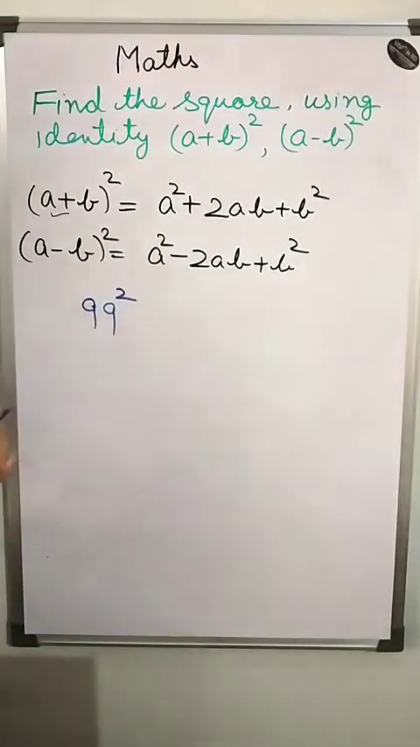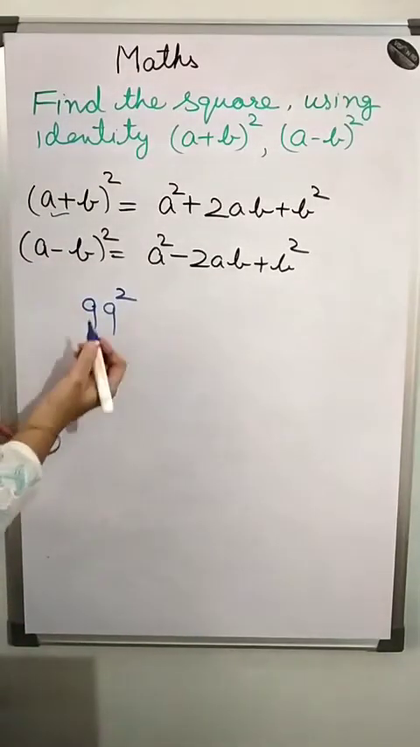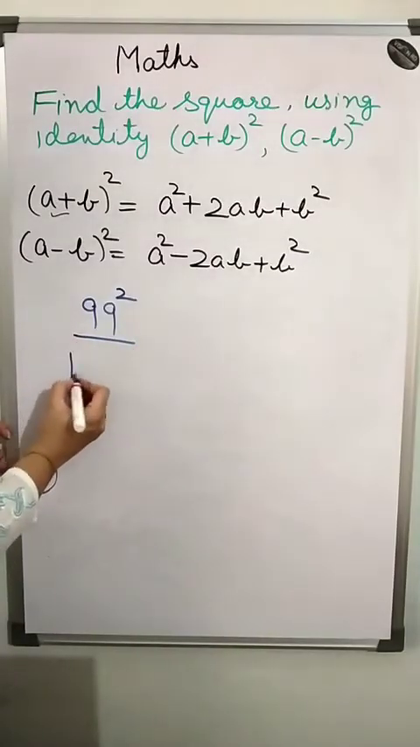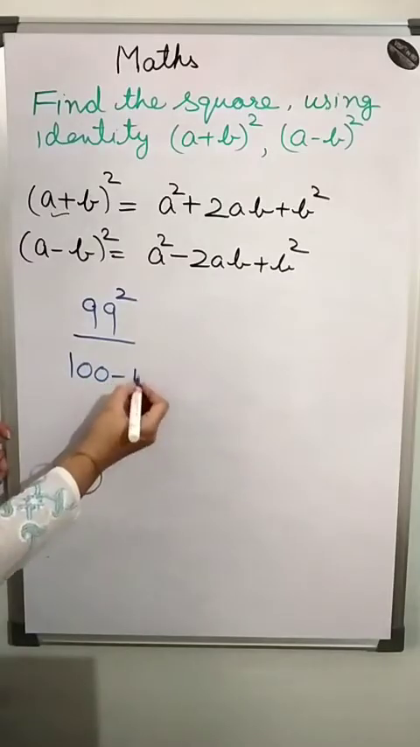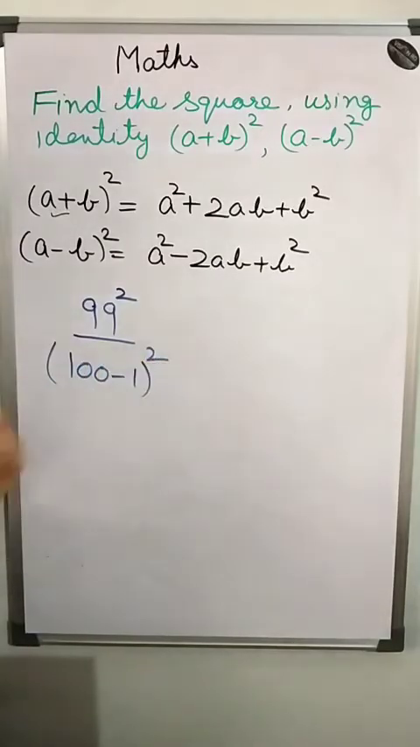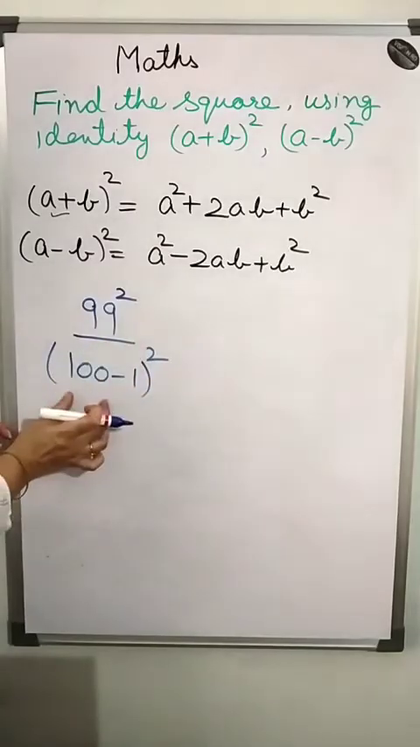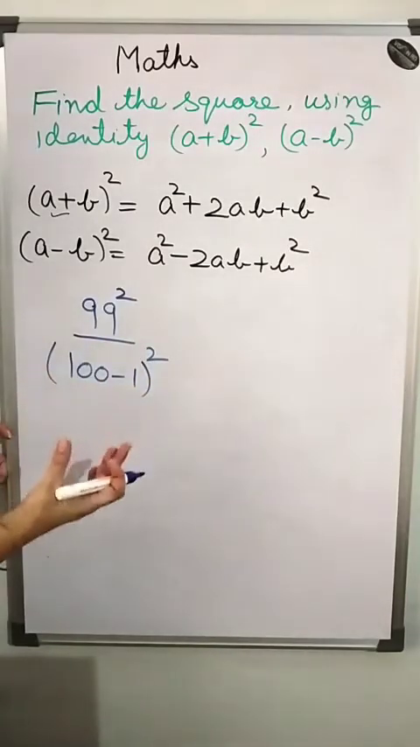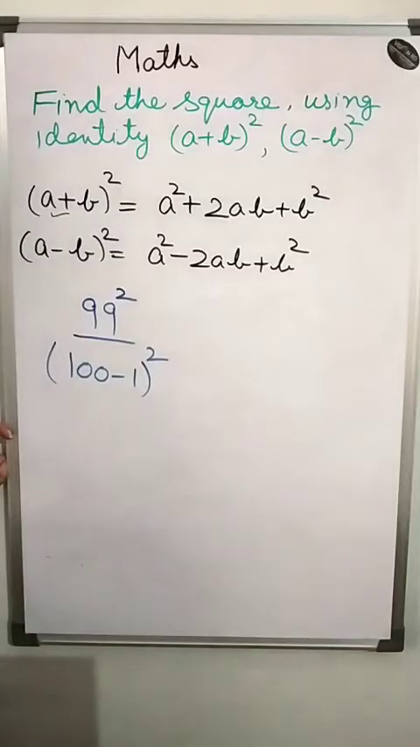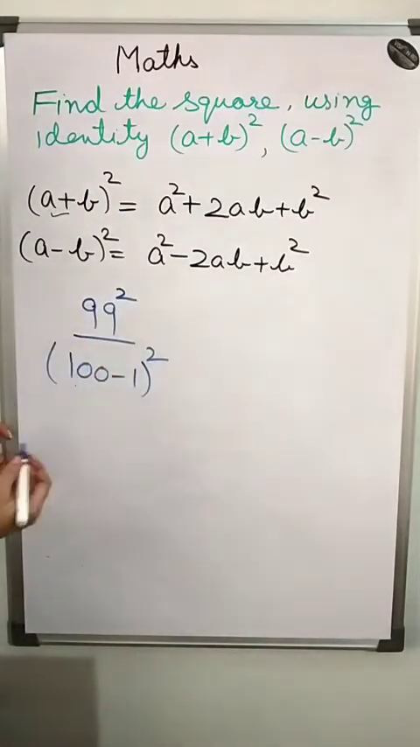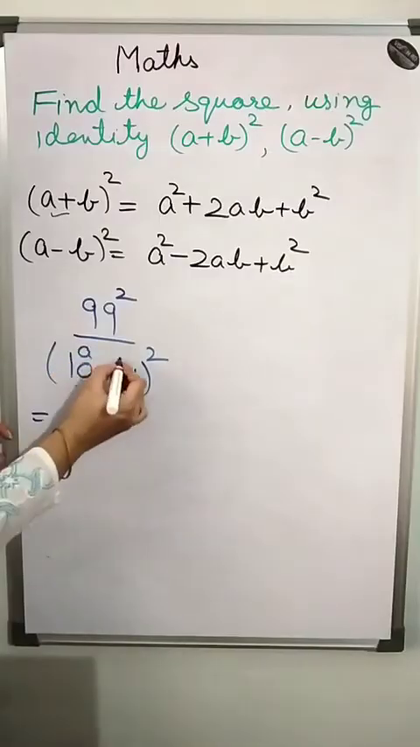But with the identity, how do we solve? Just see which one is the easiest one. We break them into two numbers. If we write this as 100 minus 1, it will be easier for us. We can break into 90 plus 9 also, but multiplication of 100 is quite easy compared to 90. That's why I divide this into 100 minus 1. 100 minus 1 is 99. Now this is a, this is b.